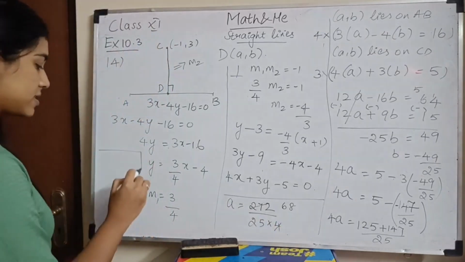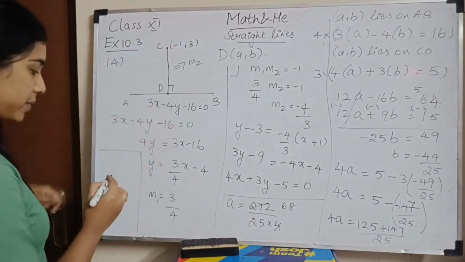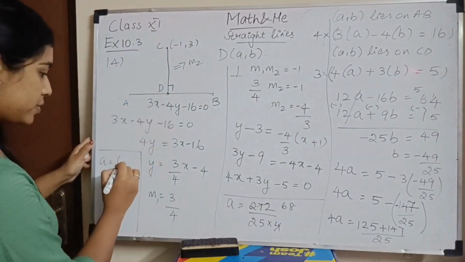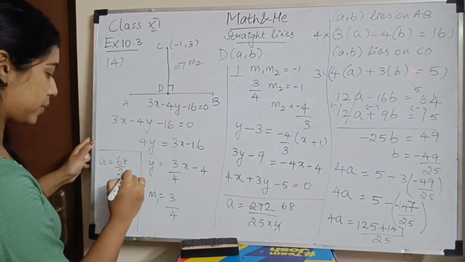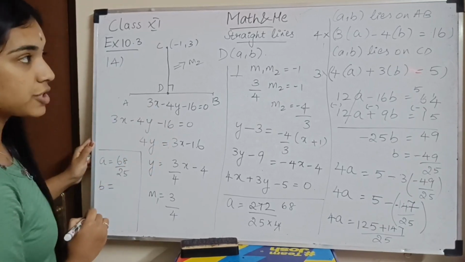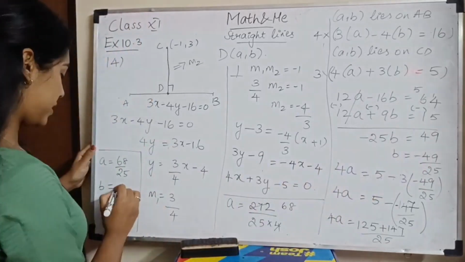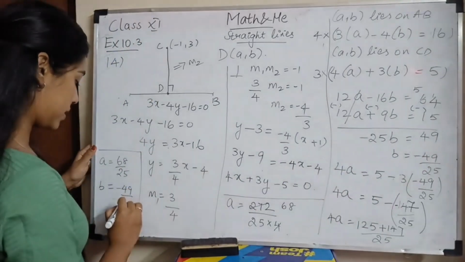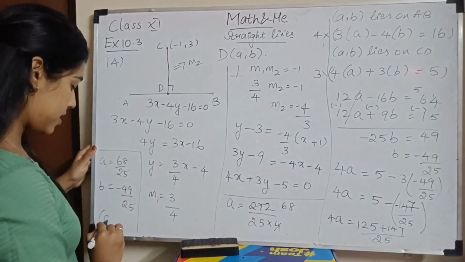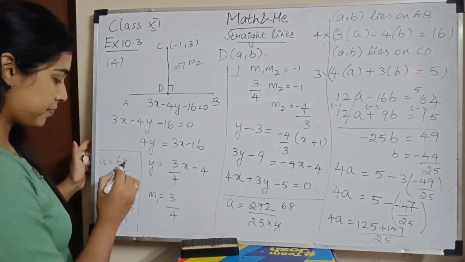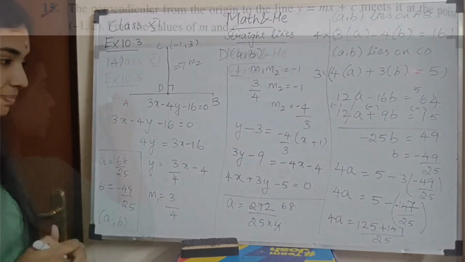So your final answer, the coordinates of the foot of the perpendicular is A, which is 68 by 25, and B, what is your B? Minus 49 by 25. So your coordinates are A, B. Okay? You need to write this down in the exam.